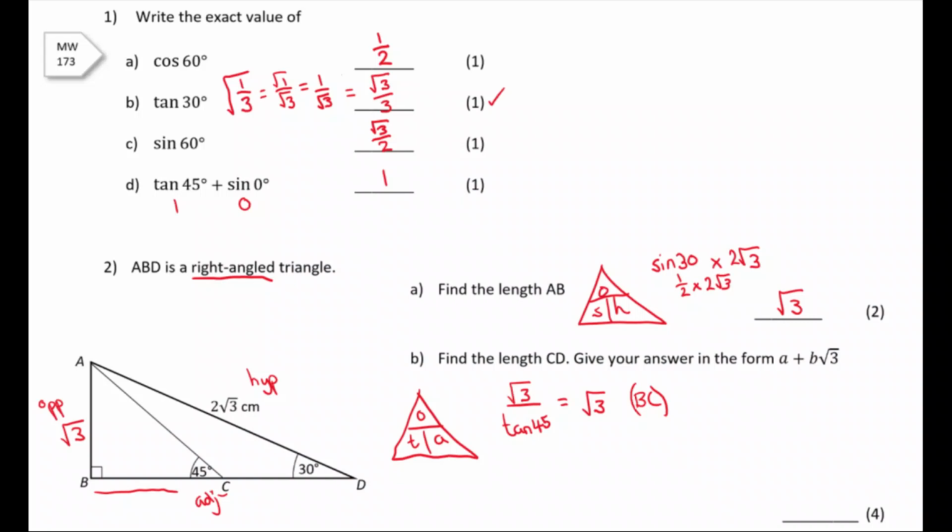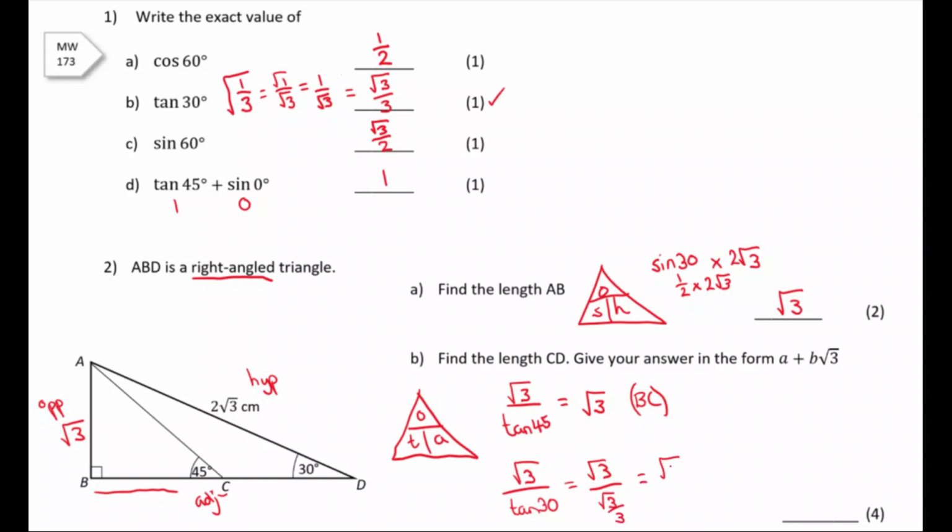Okay, so again, we could use Pythagoras or trigonometry here. Let's go with trigonometry. This time we're looking at the larger triangle, so the 30-degree angle. So we're going to do opposite divided by tan 30 this time. So that's root 3 divided by tan 30, which is root 3 over 3.